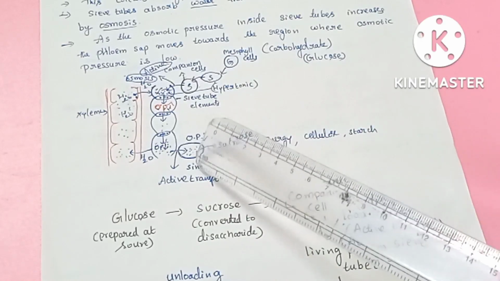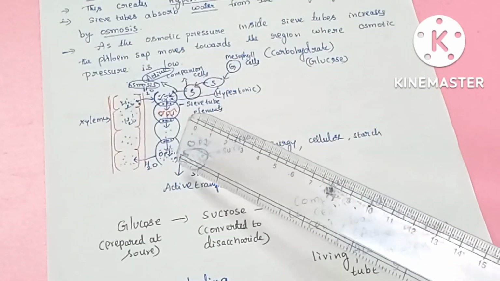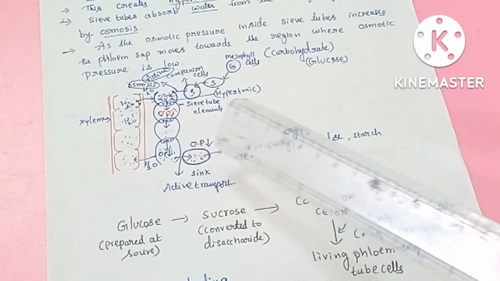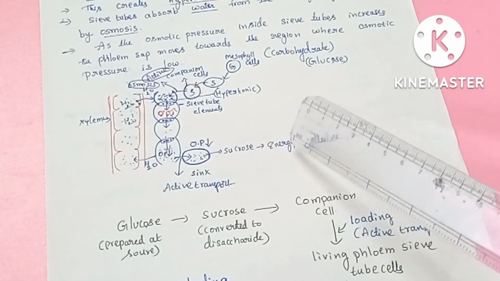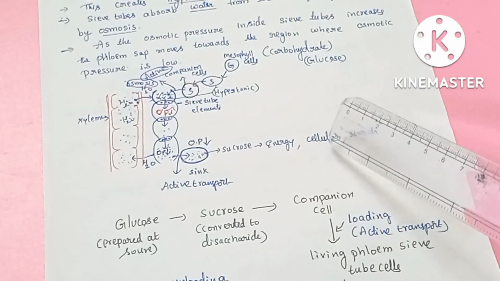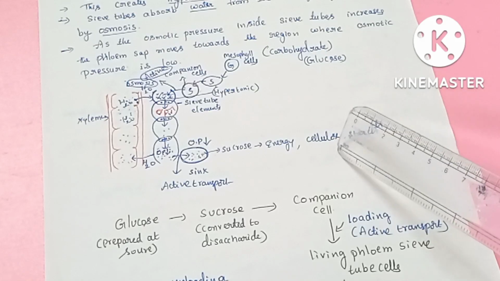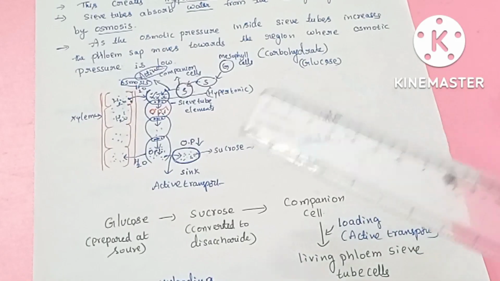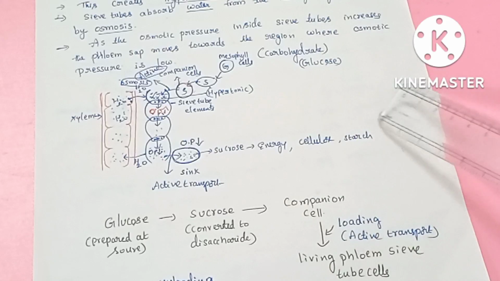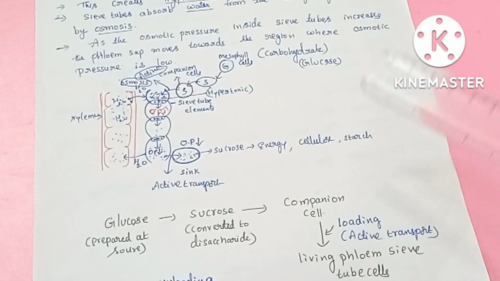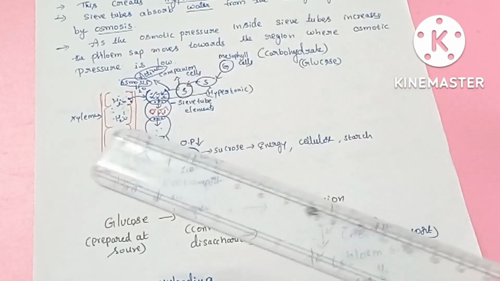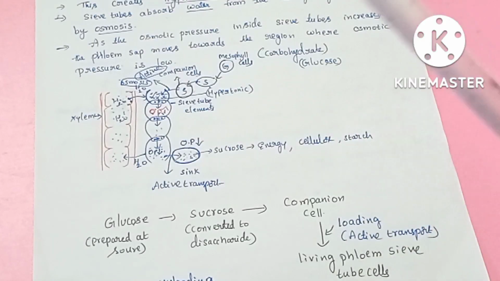And here the cells of the sink use the sucrose for converting the sucrose into energy. It may be used for making the cellulosic cell walls, and also it may store that sucrose in the form of starch, also in the form of reserve food material, right? So it may use that sucrose in any form.